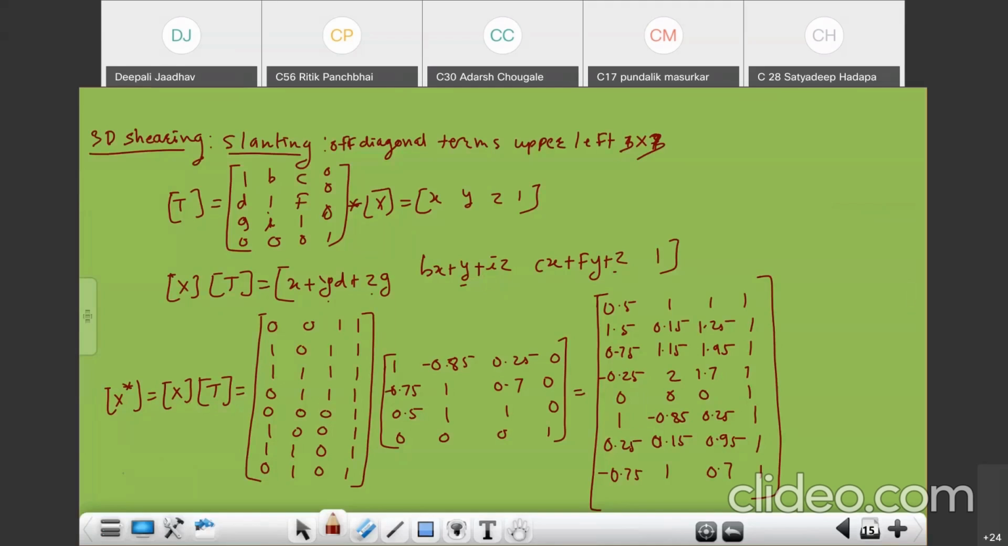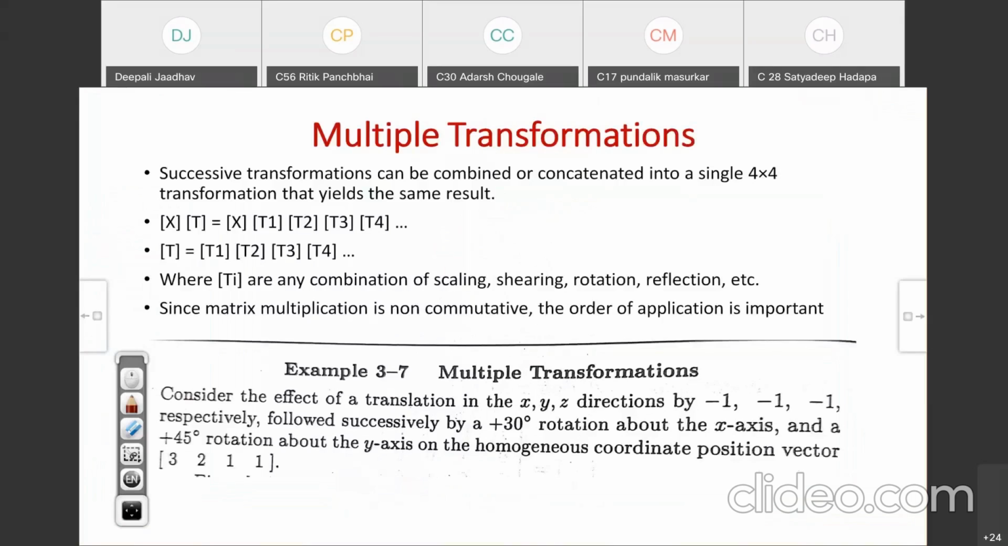Then we have seen the 3D transformation with homogeneous coordinates, that is, translation, rotation, reflection, combined rotation, then scaling, local scaling, overall scaling and the shearing. Okay, so the next one is multiple transformation. This part we have also seen related to the 2D part.